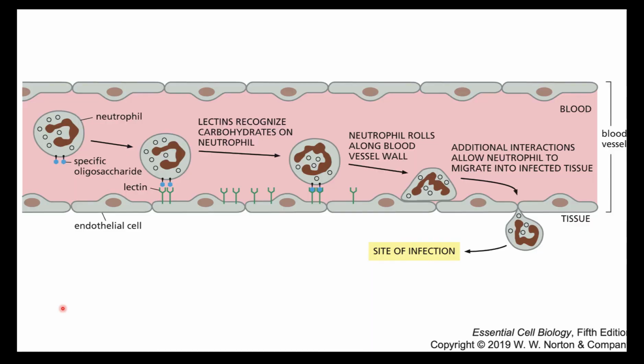So here's a summary slide of what you just saw in that video, where we have adhesion that's going to occur between the neutrophil and the lectins and the endothelial cells lining a blood vessel. And in the video, you see them rolling along until they find a space between the endothelial cells where they can leave the blood vessel and then go to the site of the infection to help clear it out.